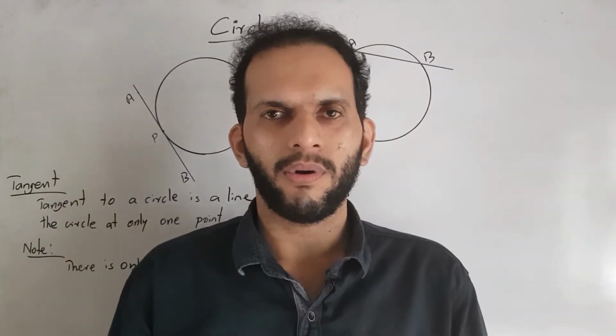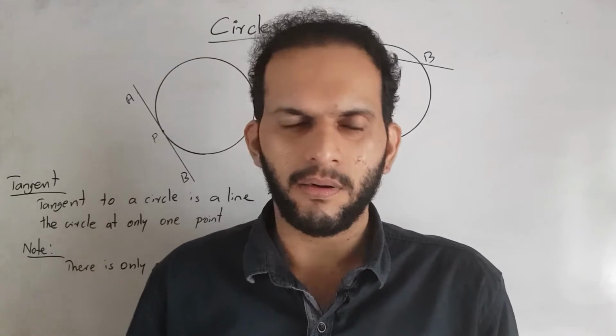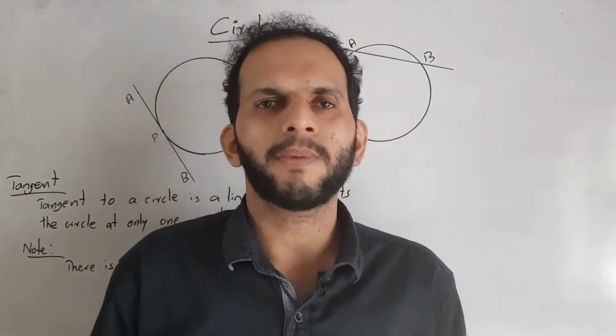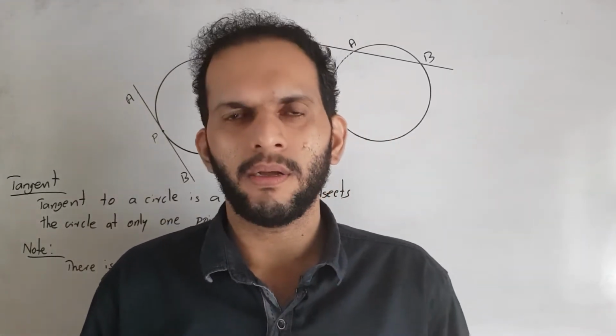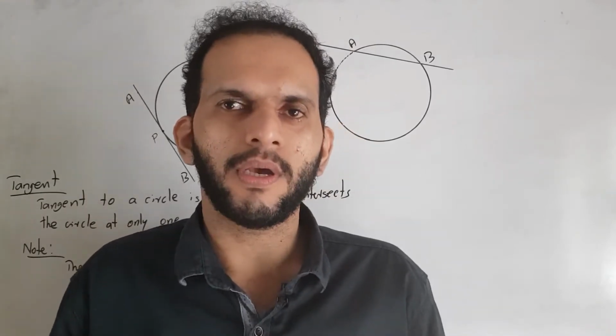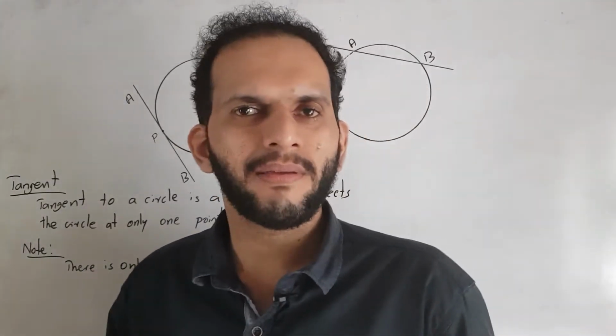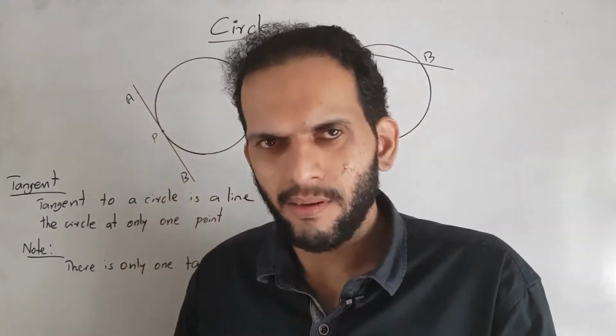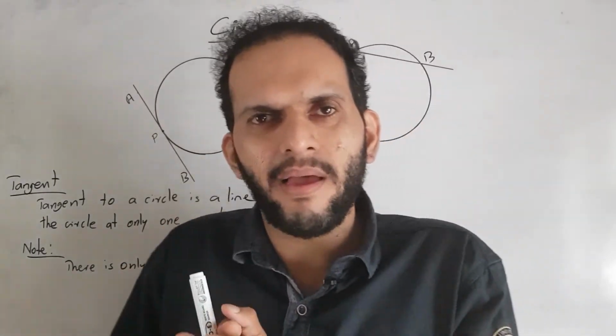Next, we are discussing our next chapter. The chapter is circles. In this chapter, we are discussing only one idea, the tangents. Then what is a tangent?